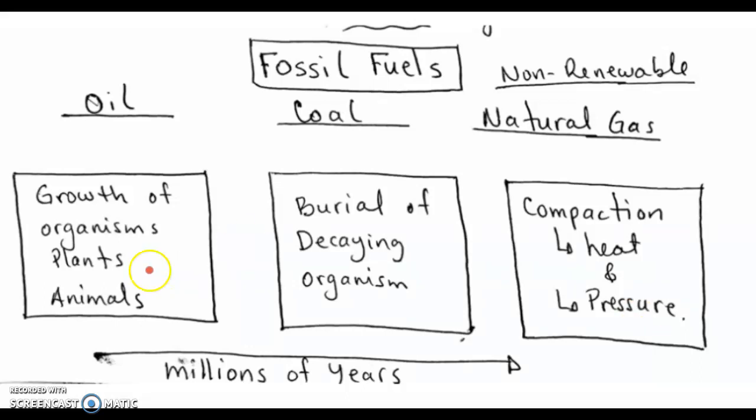Now, something important: plants, the growth of plants, the burial of plants, and compaction, the heat and pressure on plants make coal. Now, growth of organisms like animals, and then the burial of animals, and the compaction and heat and pressure of animals produces oil and natural gas. So just keep in mind that plants are the ones that produce coal, and this process takes millions of years.